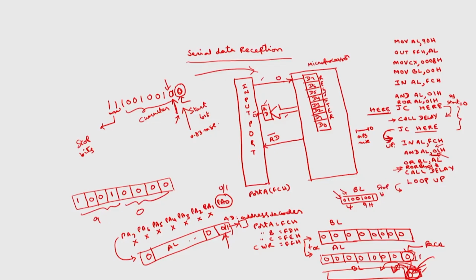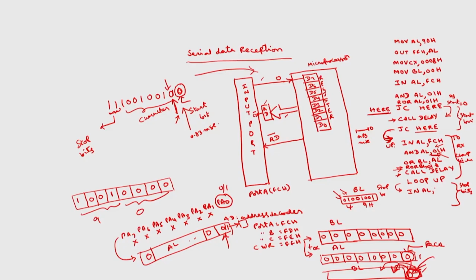So, how to check now for stop bits? This program is for checking the start bit, and from here to here to receive the character bits. Now, we have to write for checking the stop bits, then only it is a valid character. So, again I will input in AL, because every time you are calling this 0.83 millisecond delay. So, after the 8th bit also 0.83 delay, then I have to check in AL, comma, port C, FCH.